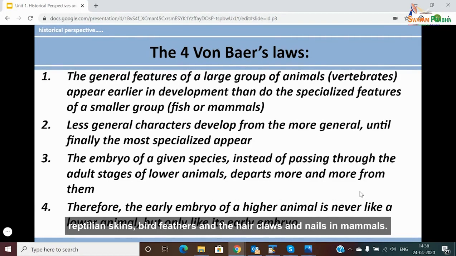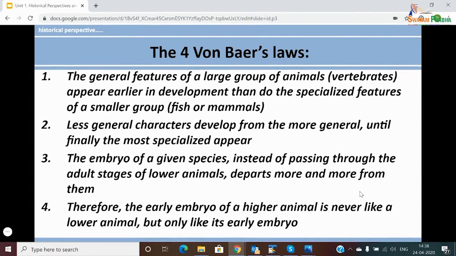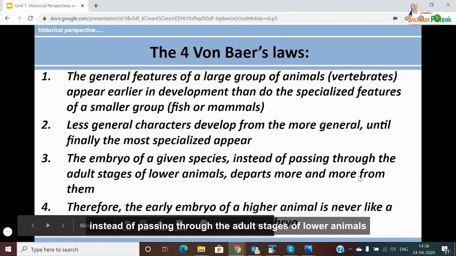The third point is, the embryo of a given species, instead of passing through the adult stages of lower animals, departs more and more from them.